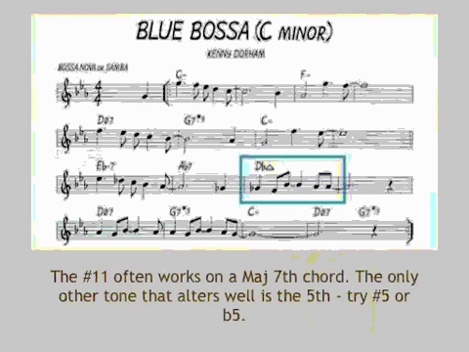Major sevenths have a limited number of alterations that you can make. One that almost always works on a major 7th chord is a sharp 11th. It's a really pleasing and very jazz-like sound. The only other tone that alters well for a major 7th chord would be the 5th. You can try either the sharp 5th or the flat 5th. However, it's a very distinctive and kind of dark sound, which in most contexts is a little too tense.